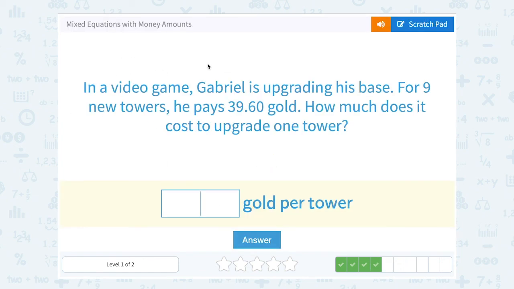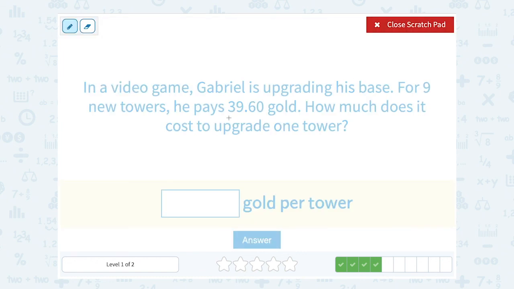In a video game, Gabriel is upgrading his base. For 9 new towers, he pays $39.60 gold. How much does it cost to upgrade 1 tower? Okay, well, if we know the cost for 9, we should be able to divide that to figure out the cost for just 1. So we're going to take 39.60, right, the price for all of those, and divide by how many towers, which was 9.